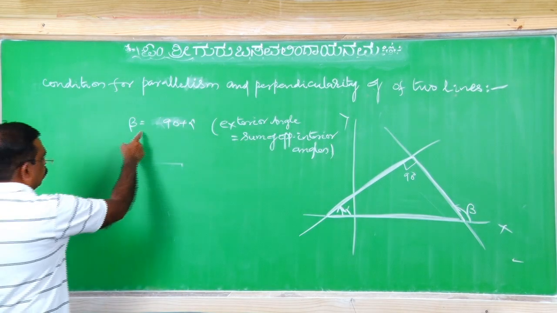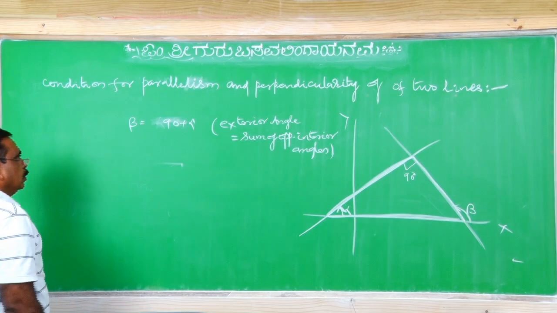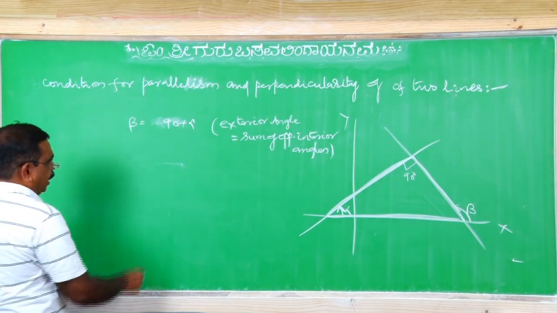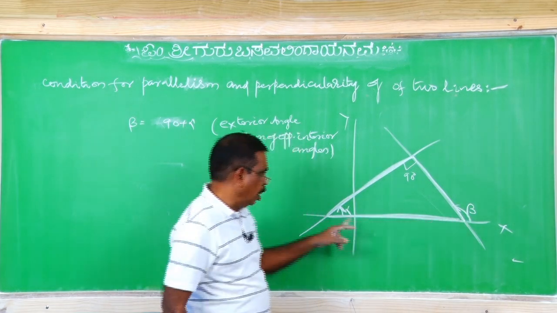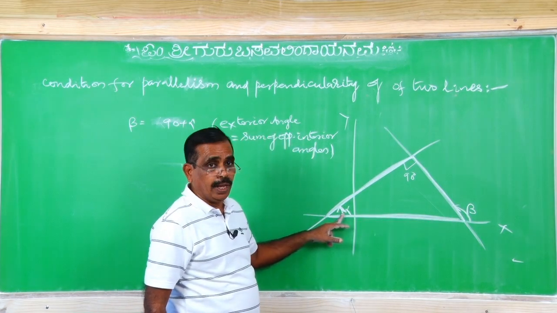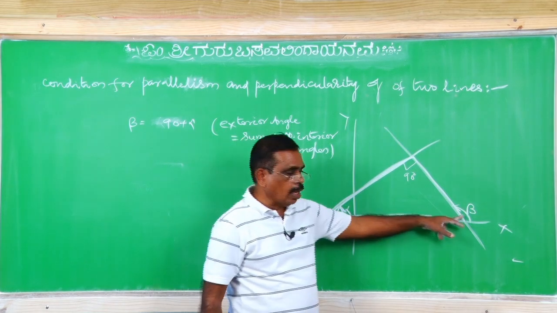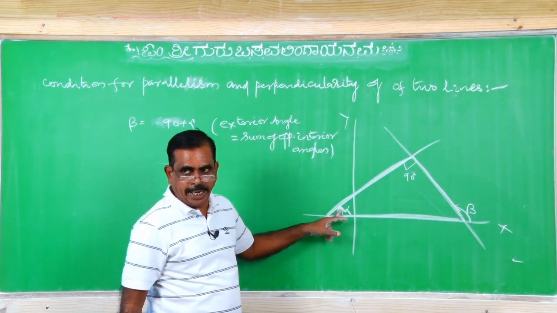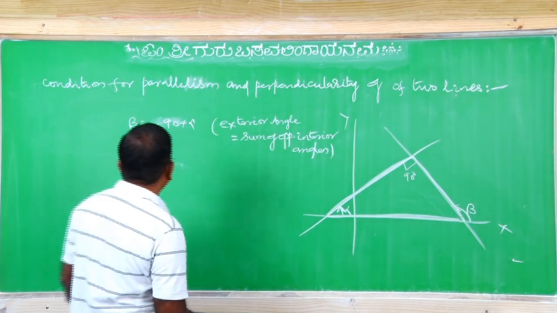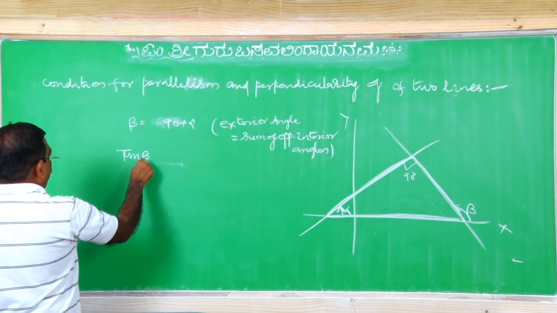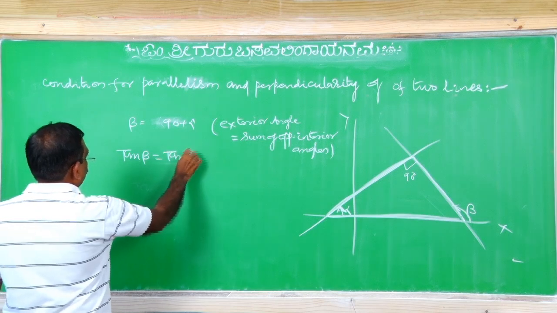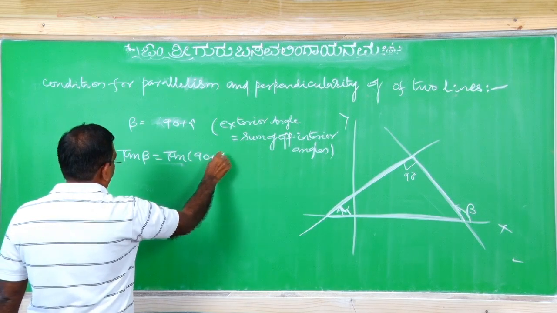See this one. Apply tan on both sides. The slope of this line is how much? Tan beta. The slope of this line is tan alpha. Now I am applying tan on both sides. Tan beta is equal to tan of (90 plus alpha).